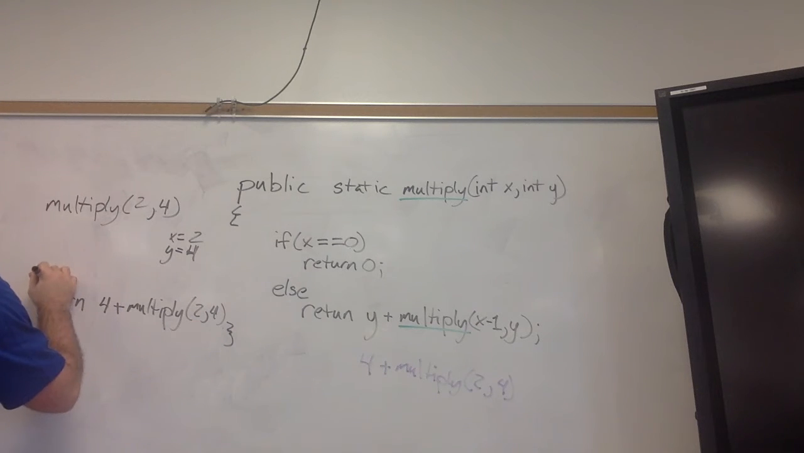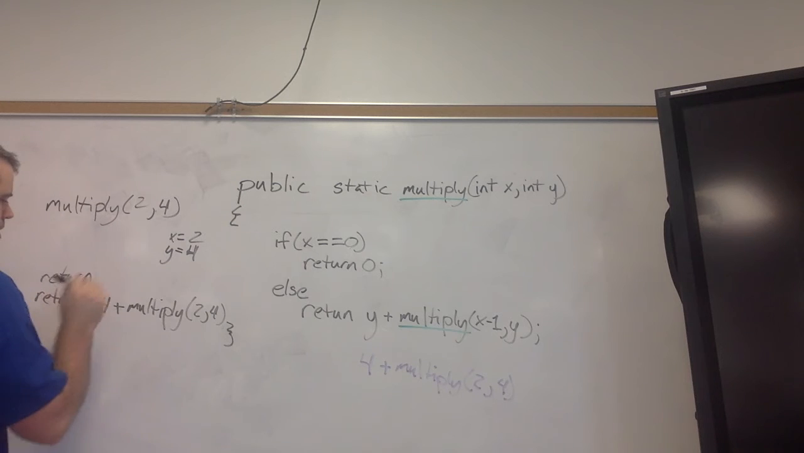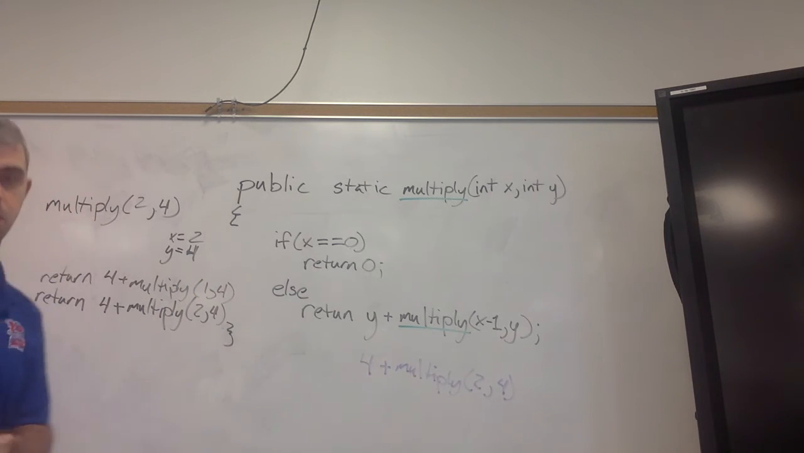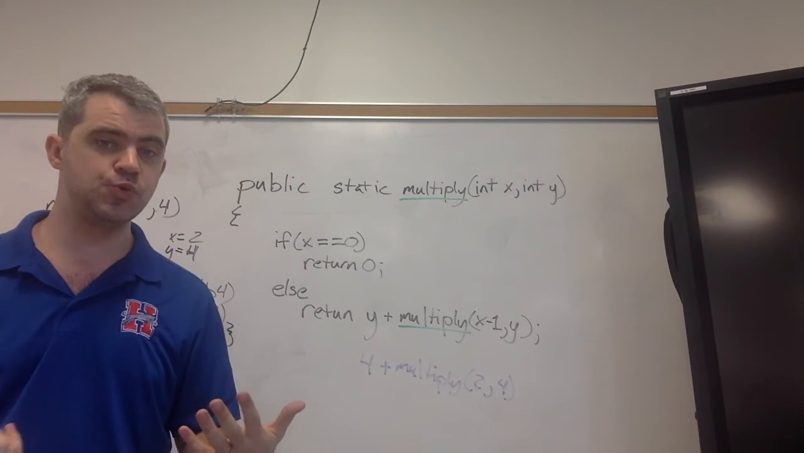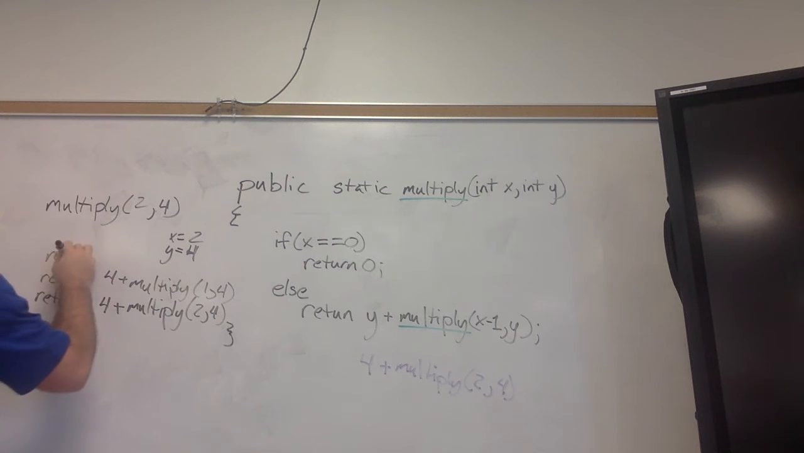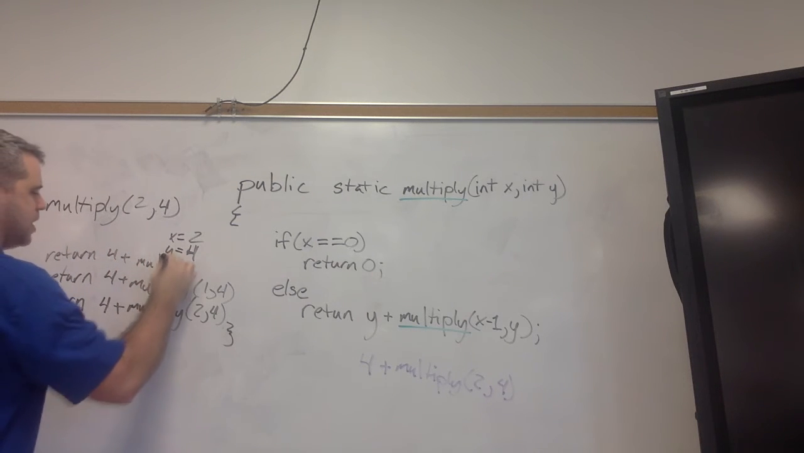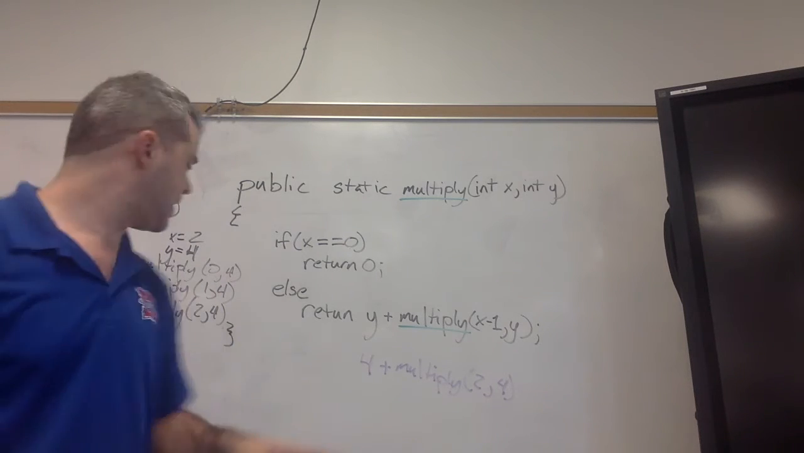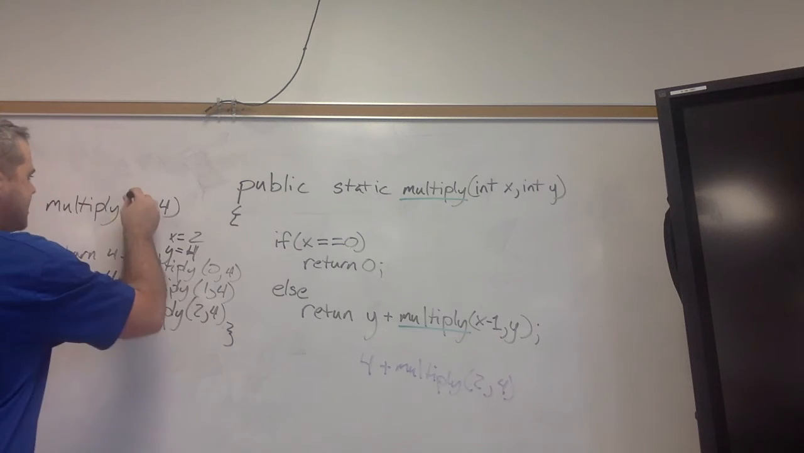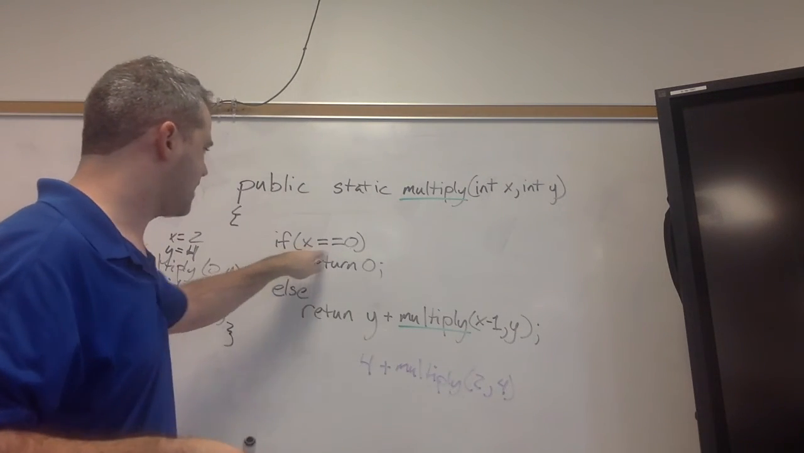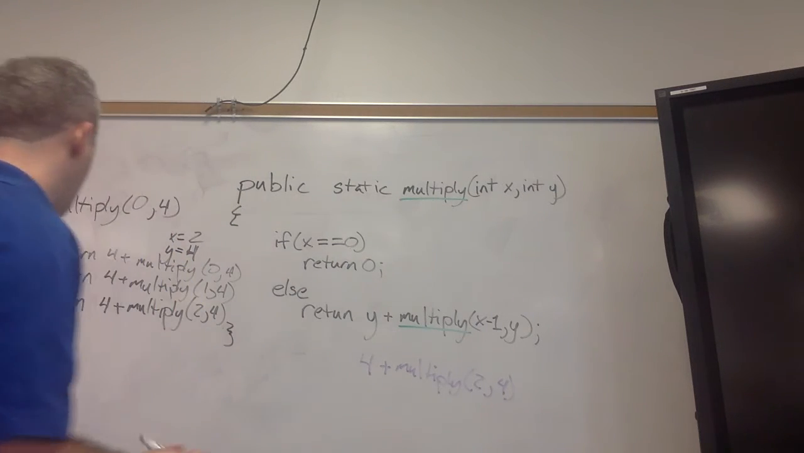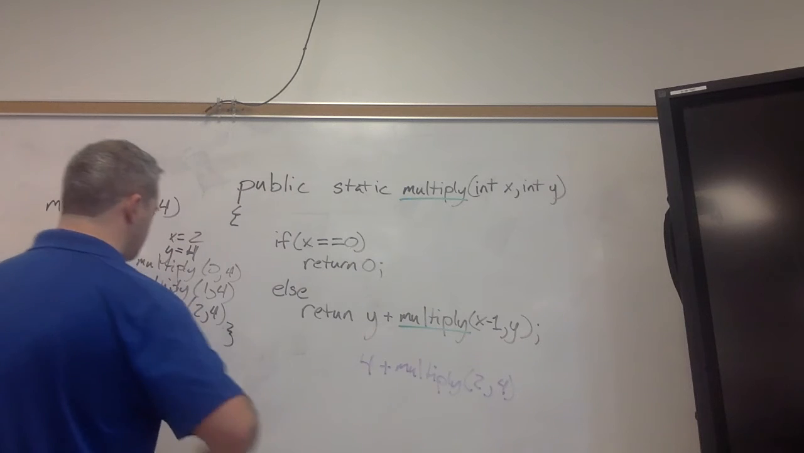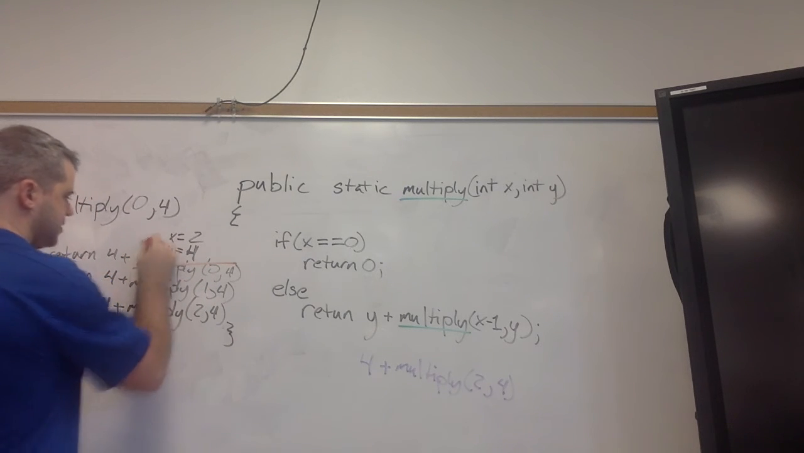So we do the same thing here. We're going to return 4 plus multiply 1, 4. Okay, and then what are we going to do next? It's going to be the same thing because we haven't gotten to x equals 0 yet. All right, and the good news is when we get here, multiply 0, 4 has a value. Because when we call this, x is 0, so it's going to go ahead and return 0. All right, so multiply 0, 4, I am going to mark this out and go ahead and say this is 0.